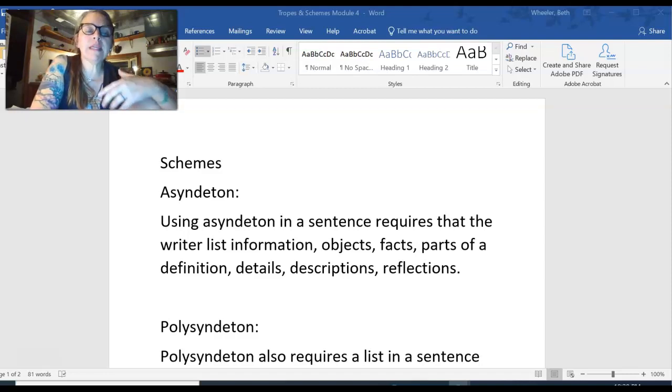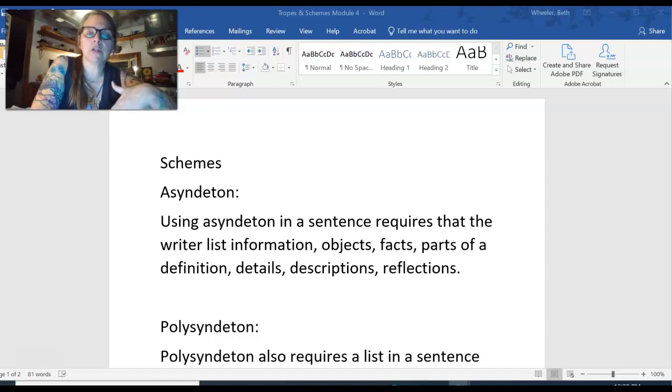And so for the schemes that I want to talk about for Essay 2, you remember earlier in the semester I did a lecture on what schemes and tropes are. But for the schemes for this module, we're focusing on asyndeton and polysyndeton. And you'll remember that schemes are writing patterns, sentence patterns, word orders.